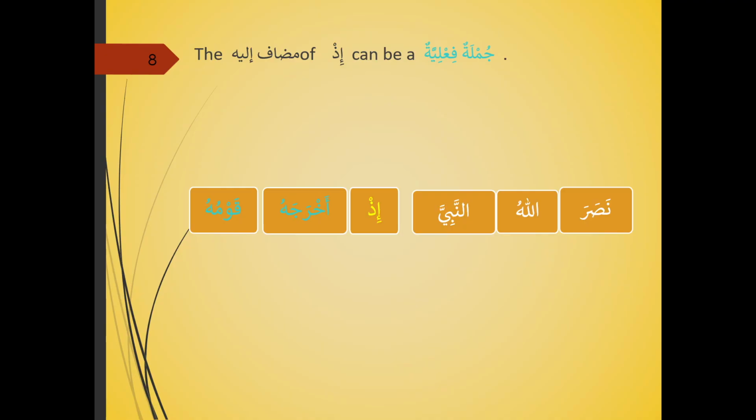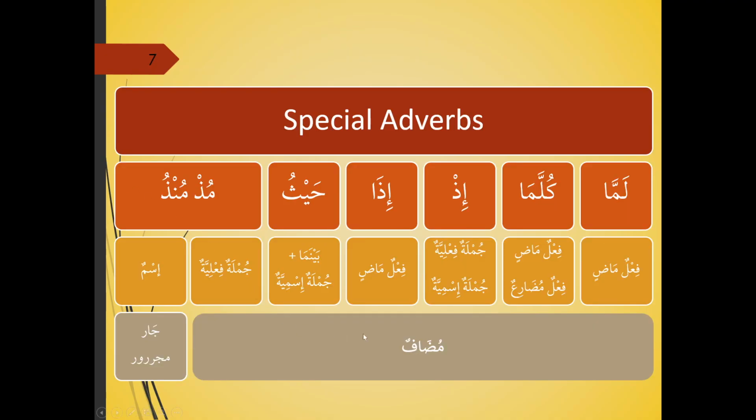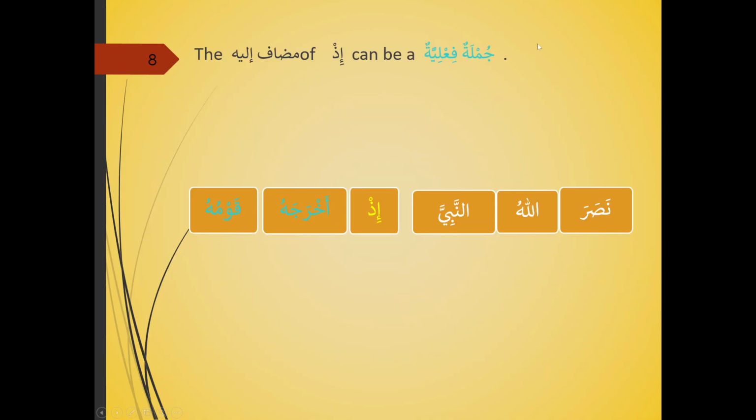Let's see the previous slide. That it is either jumlah fi'liyah or jumlah ismiyah, the sentence after is. That's what we saw. So now we're looking back here to this particular example, where it is jumlah fi'liyah. So this was straightforward.